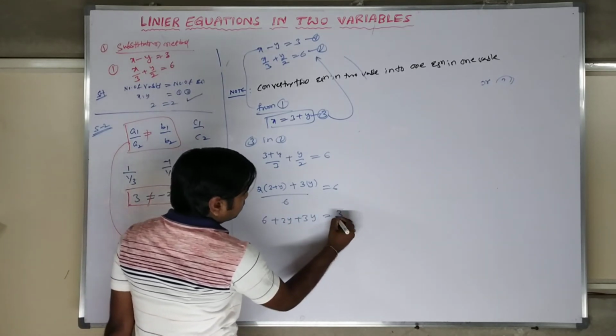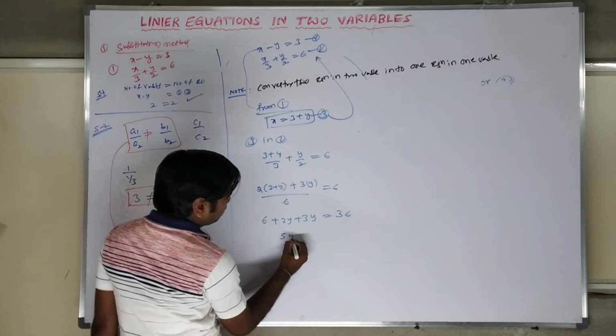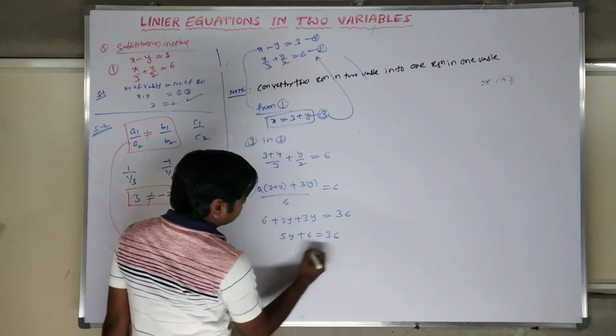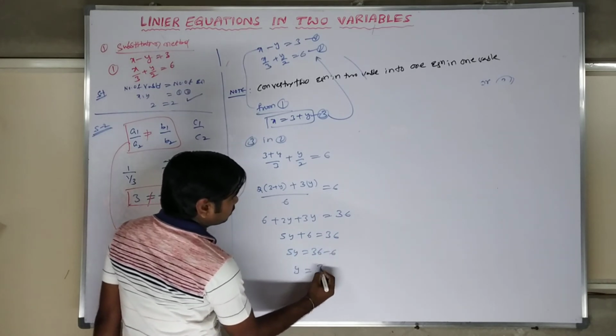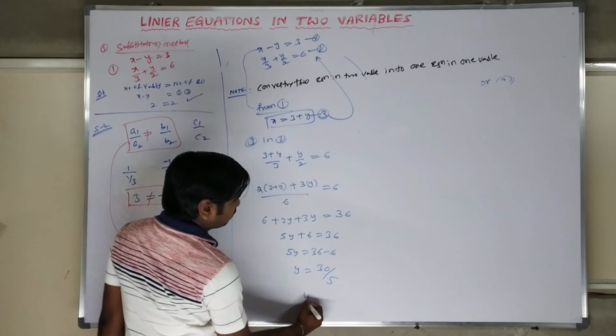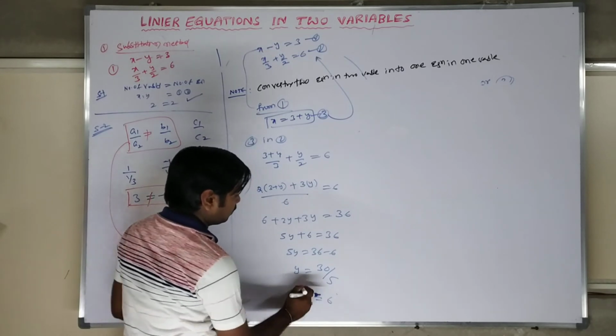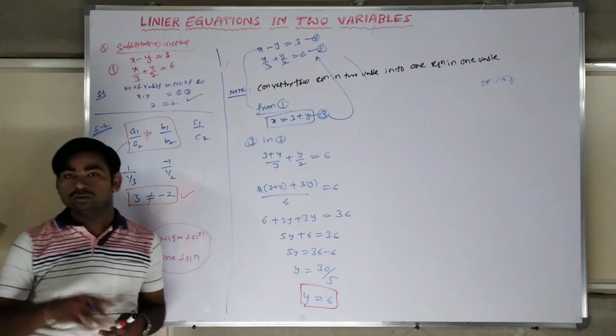So 6 plus 2y plus 3y, and 6 into 6, 36 you can write. 2 plus 3, 5y plus 6 is equal to 36. 5y is equal to 36 minus 6. y is equal to 30 by 5. So the answer is y is equal to 6. Now we got the answer y is equal to 6.